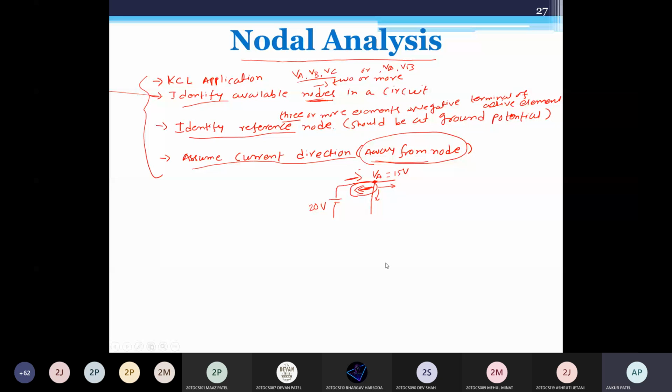Sir, our reference node is at ground potential. Then how will current move away from it? That I will show you in the network. Okay, that I will show you. You should consider the reference node. So then and then, I am showing you the network.